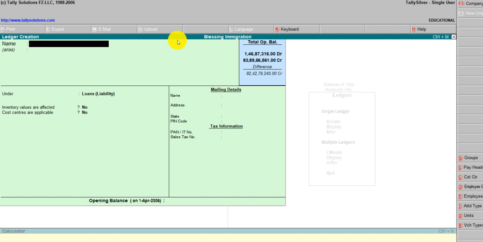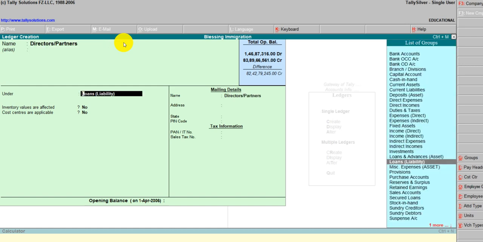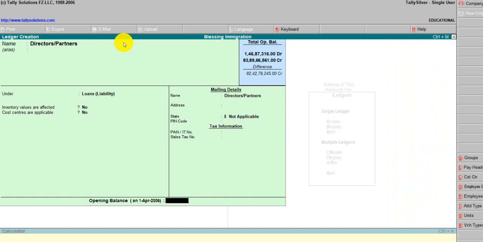Next is unsecured loan, which is directors or partners. You can put here only directors and partners. Loan liabilities, I just skip certain things. Okay, and next is outside parties, that is third parties who give money for interest purposes. So you should not take it from such people. That is always an unsecured loan for you.